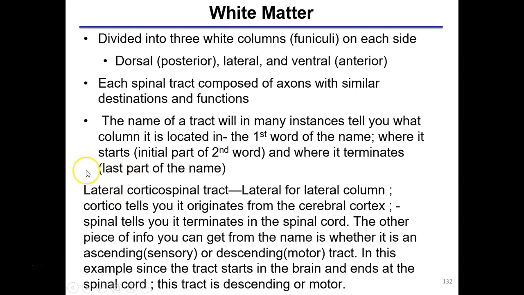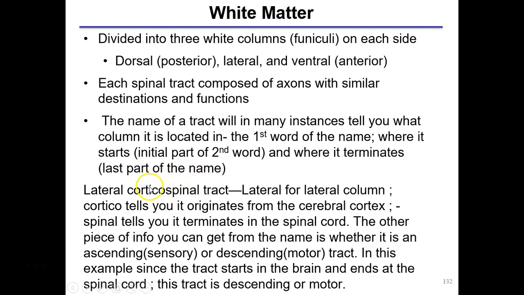So the first word, the lateral portion here, or it might be ventral or it might be dorsal, tells you what funiculus or what column the tract is running in. So is it in the dorsal column, is it in the lateral column, which this one is, or is it in the ventral column of white matter? Corticospinal, the second word in the name, again, typically will tell you the origin point for these fibers and their finish point or destination point. So corticospinal, the origin part is the first part, the destination is the second part.